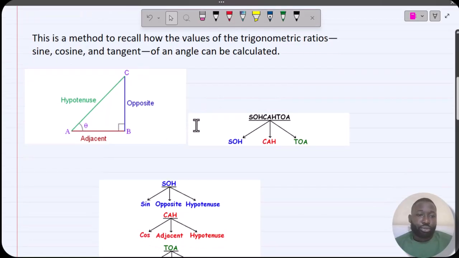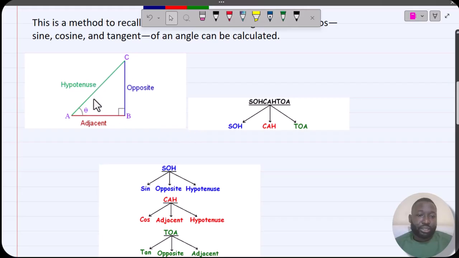Okay, so we have a right angle triangle here, and we are saying that the longest side we call the hypotenuse, and then the side that helps in the formation of the 90 degrees, that's the base, is called the adjacent. And then we have the opposite. The opposite, we get that from what? The angle that is facing the line BC, the angle facing the line BC. We get that from that. So that is what we call opposite.